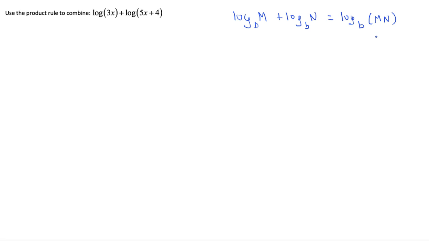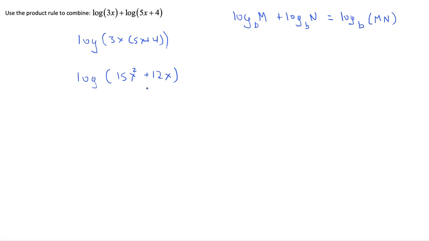So it's a little misleading, right? Here we're adding two different logs together, but the product rule says we combine them into one log and we multiply the arguments. So here they have the same base, right? It's log base 10. Remember, we don't need to write that, so we'll just write it as log. And then what happens? Well, we have to multiply these together. So 3x times 5x plus 4. And then we'll just go ahead and distribute that out. So we get log of 15x squared plus 12x.